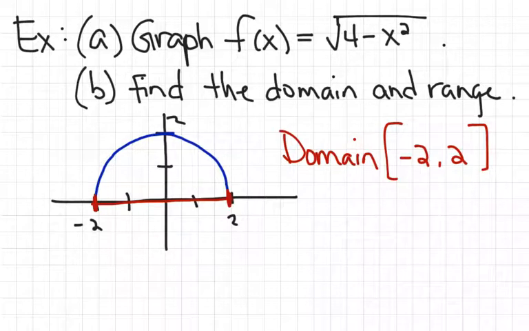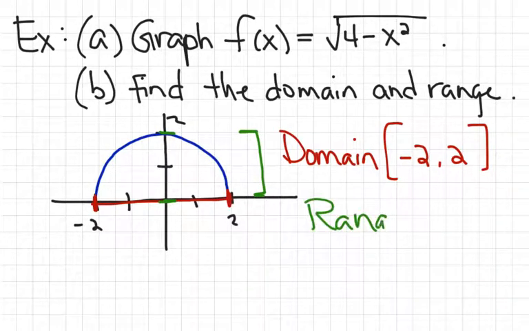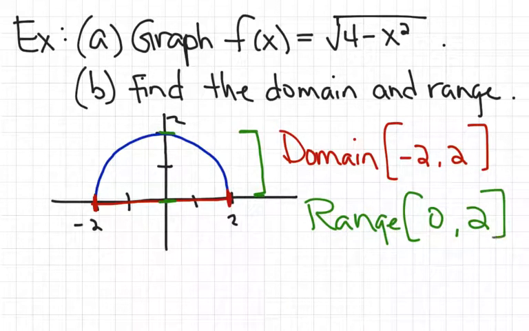For the range, I only see the graph from here to here. This is 0 and this is 2. So we say that the range is from 0 to 2, inclusive. Remember, we use the brackets for inclusive and parentheses for non-inclusive.